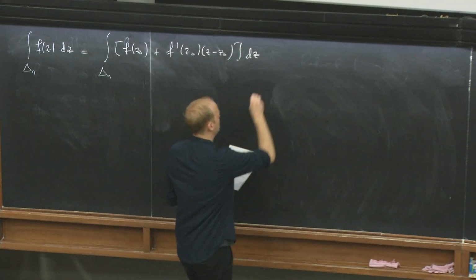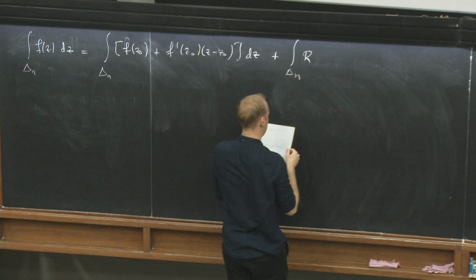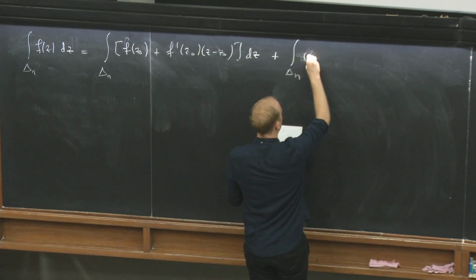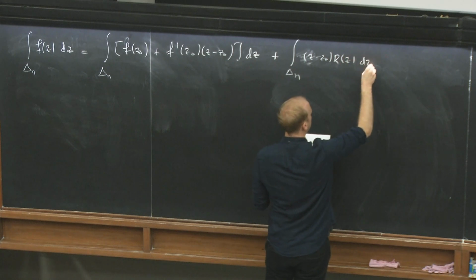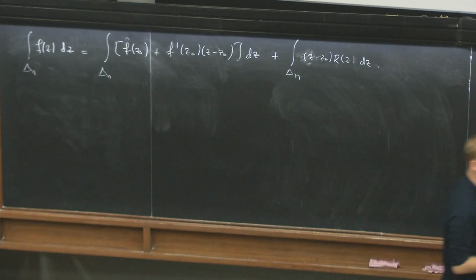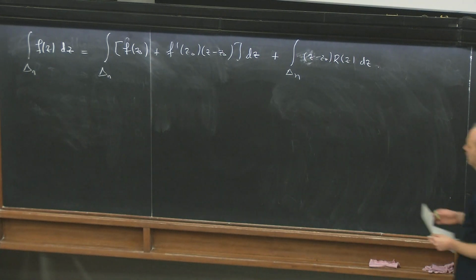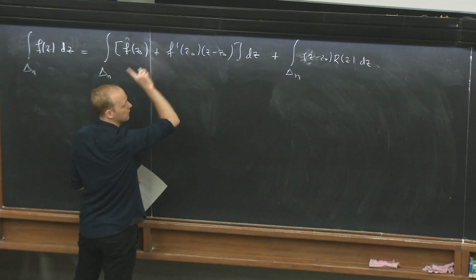And then we get also this error term. So r of z times z minus z0, dz. Okay, and now let's see what we can say about the value of these things. So the first question is, what is the value of this integral, this first one?